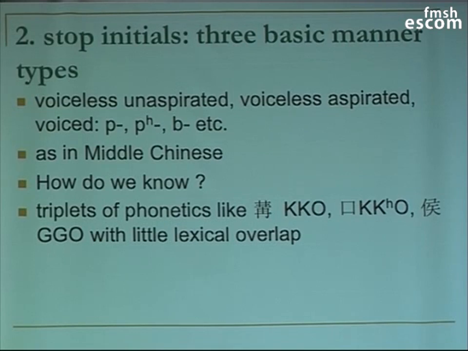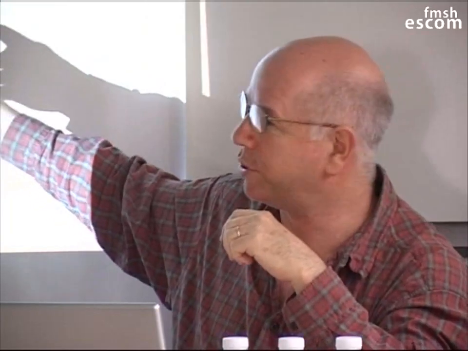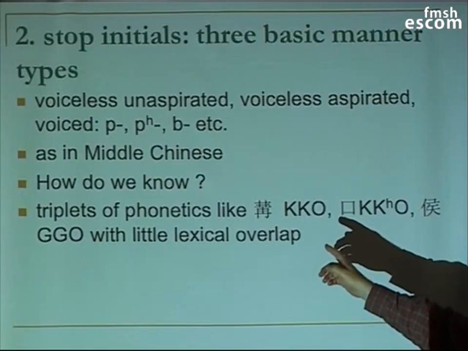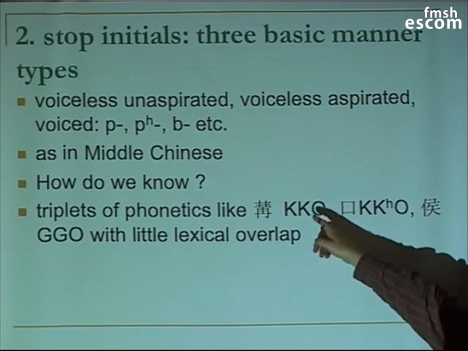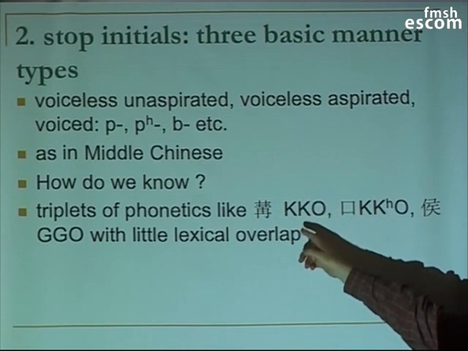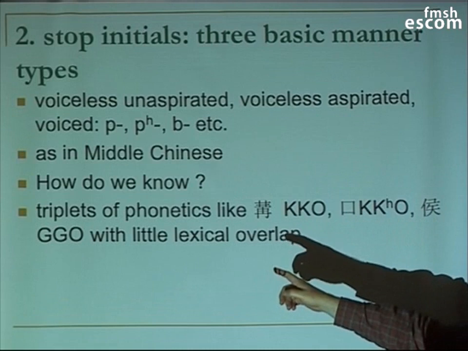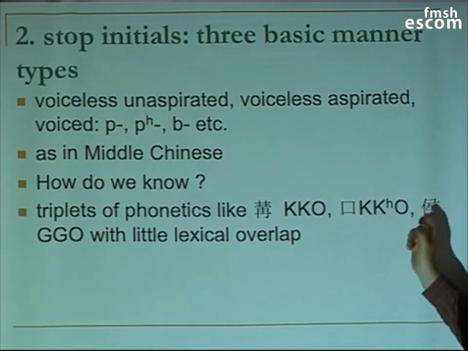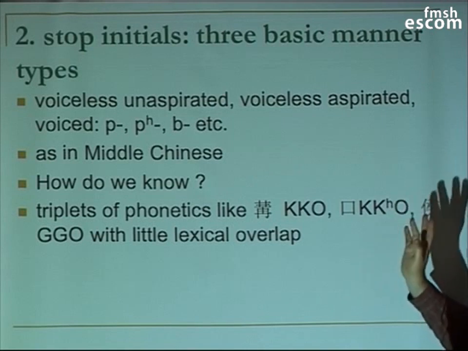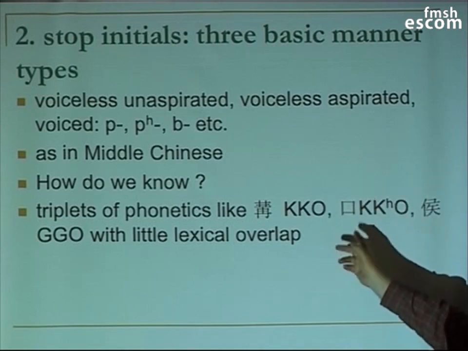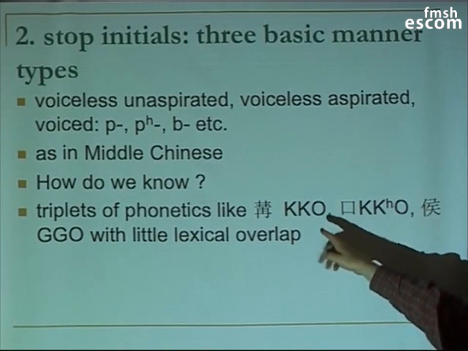We've been looking for phonetic series in the same rhyme that could illustrate this distinction. And we found series like these, a few, not many, but a few, where each of the series only contains things like this: k, k, kh, and g, g, o. So this will be go, ko, kho, with different tones, maybe a medial r, things like that, but in any case, just that.